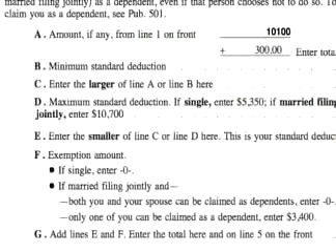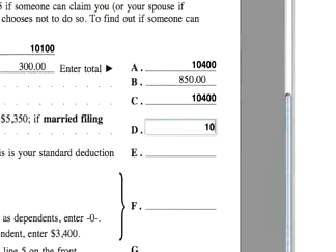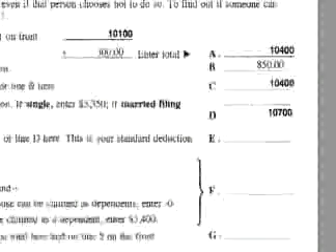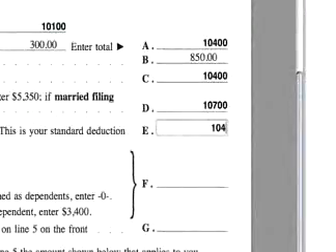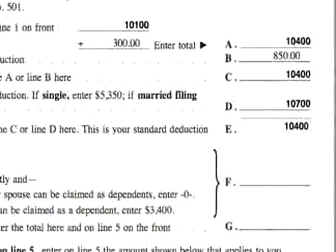Then the maximum standard deduction, if single, is $5,350. If married filing jointly, it's $10,700. And since they're filing jointly, they enter $10,700 on line D. On line E, they enter the smaller of line C or D. Since line C is smaller, they enter $10,400 on line E. This is their standard deduction.